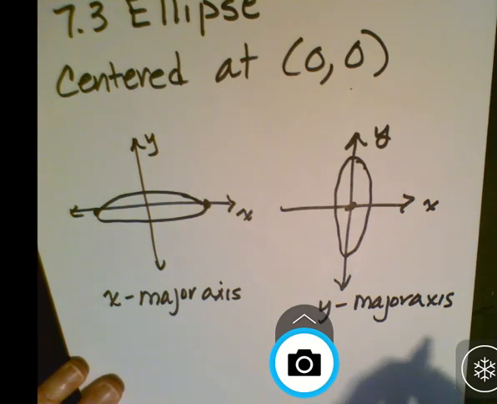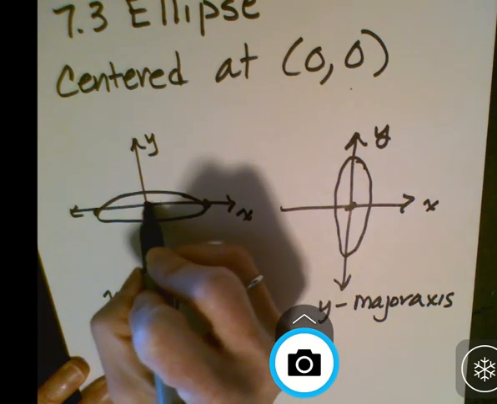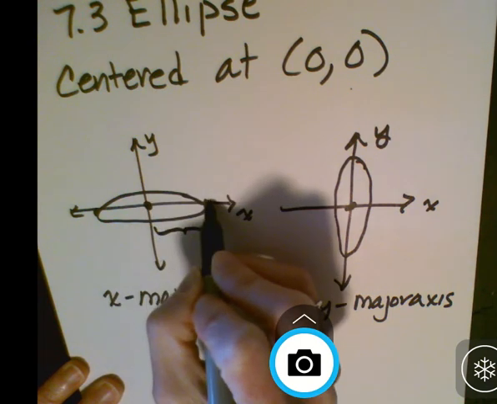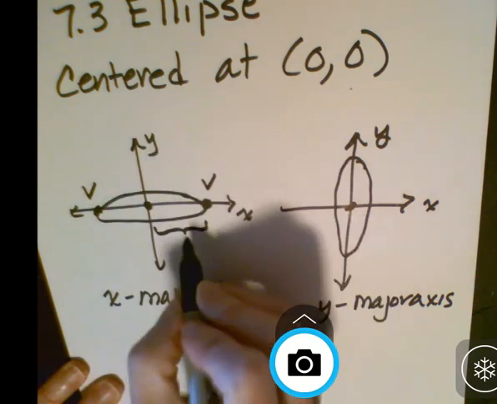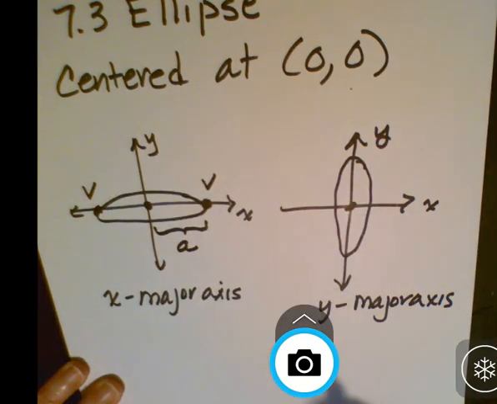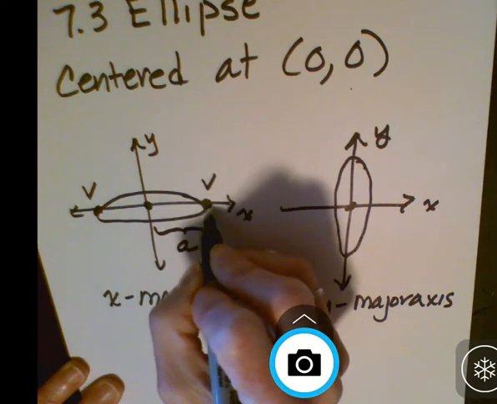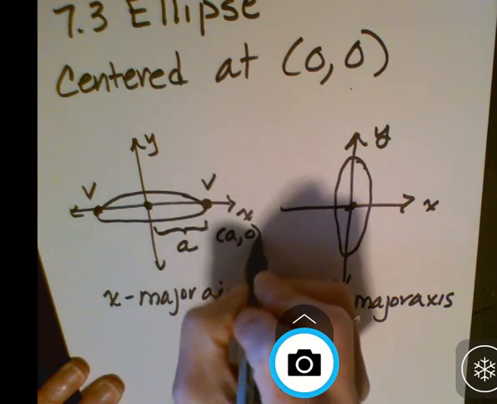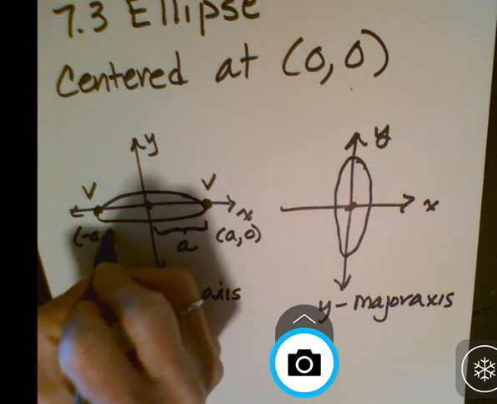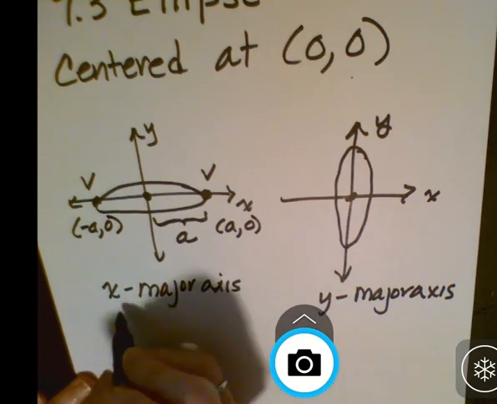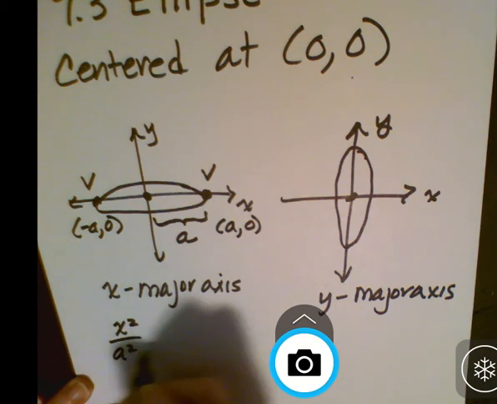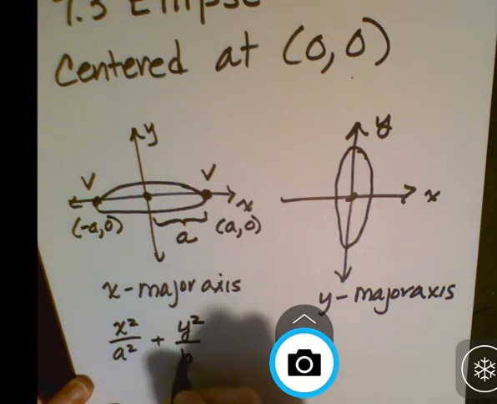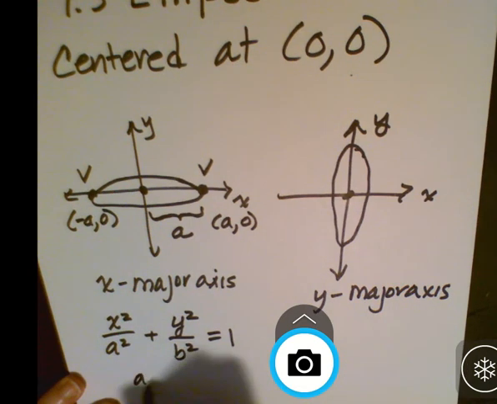So what do we have to know about these? Well, we need to know that this distance from 0, 0 to this vertex, these are vertices on the major axis, is the distance a. So that means if that's 0, 0, then that's the point x is a, y is 0. And this is the point x is negative a, y is 0. And the standard form for this is x squared over a squared plus y squared over b squared equals 1, where a is a bigger number than b and they're both bigger than 0.